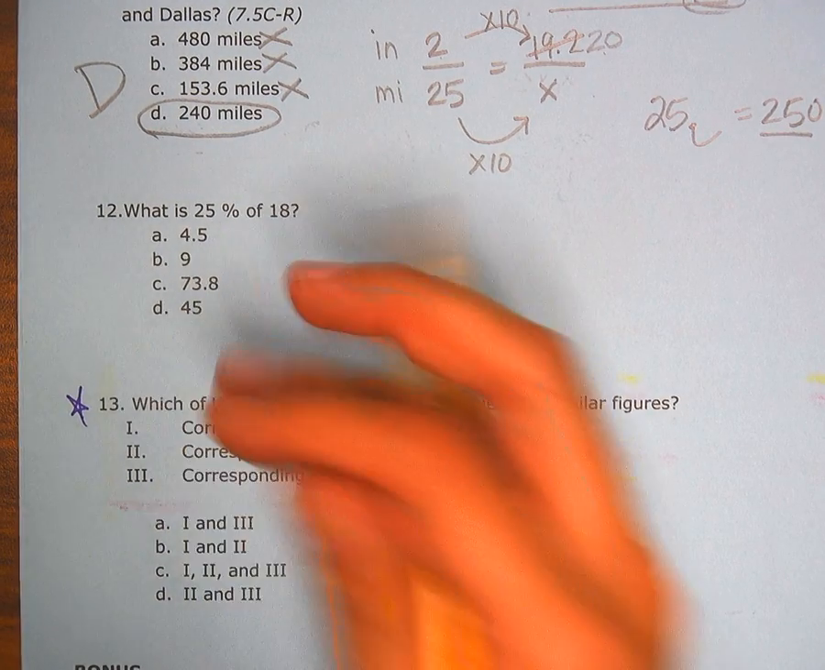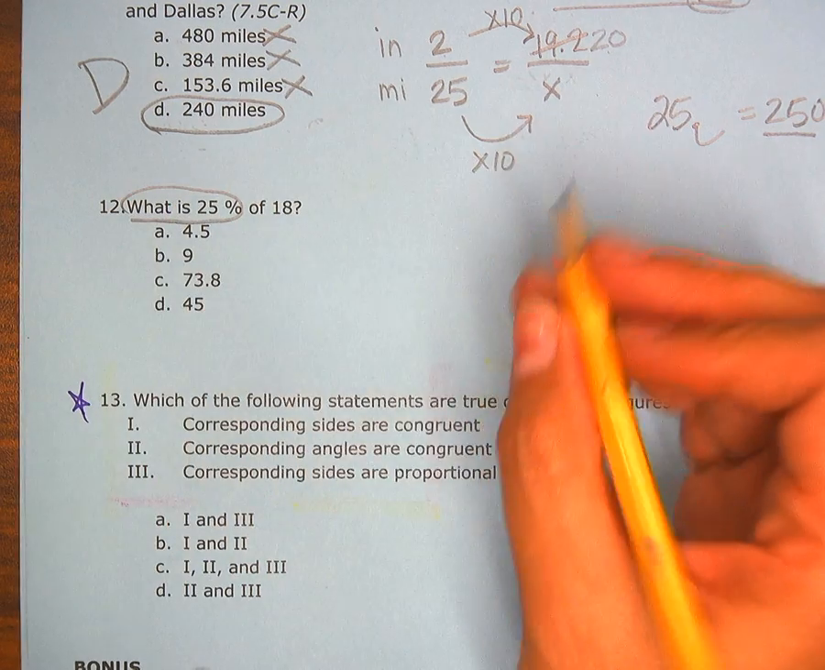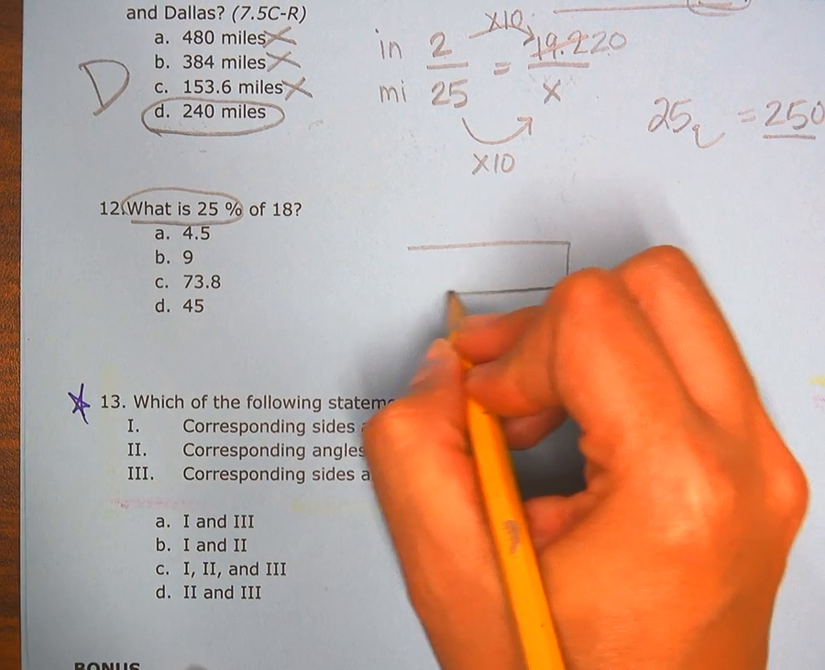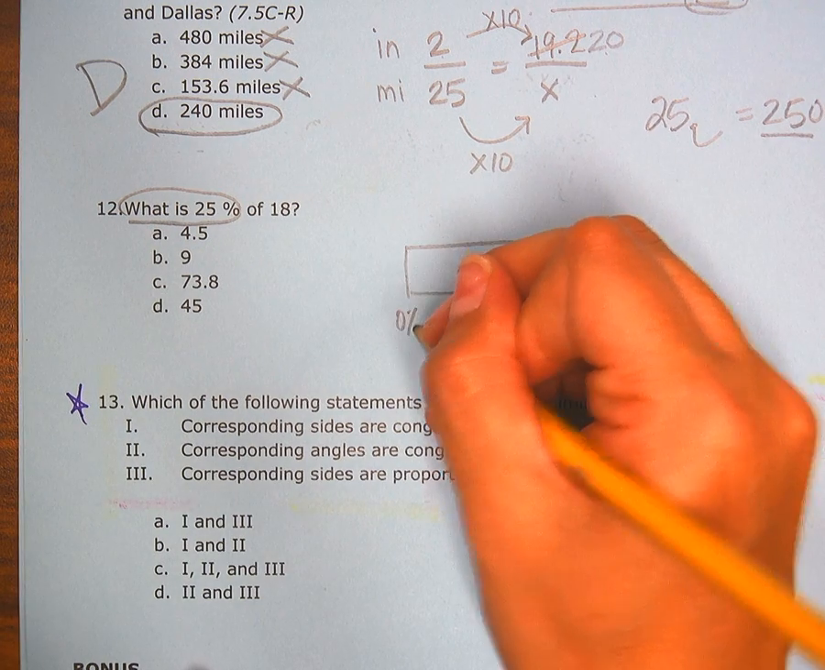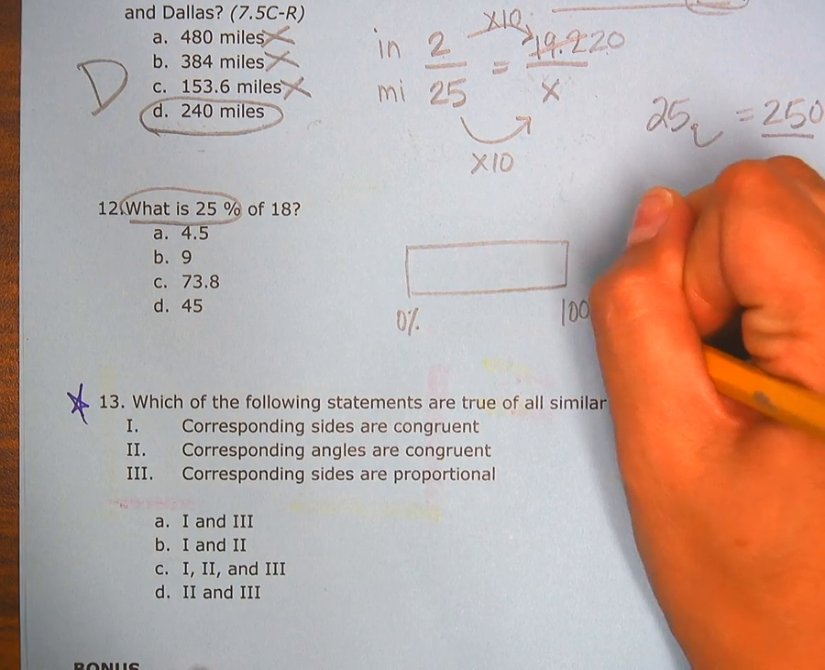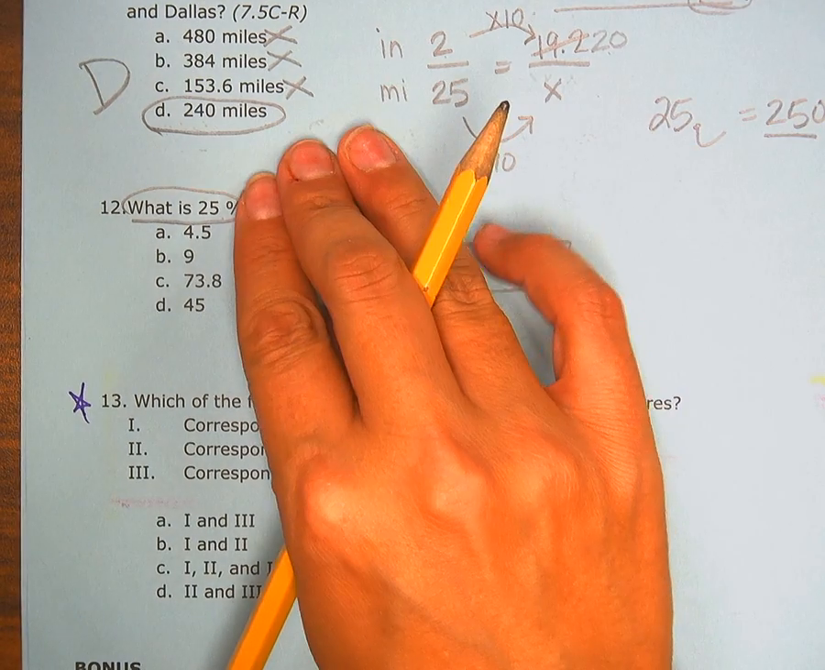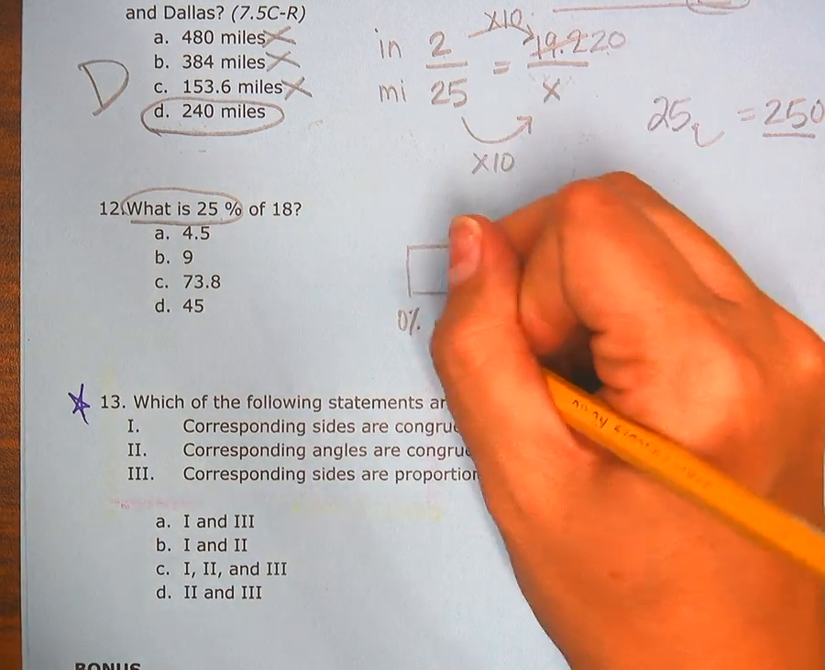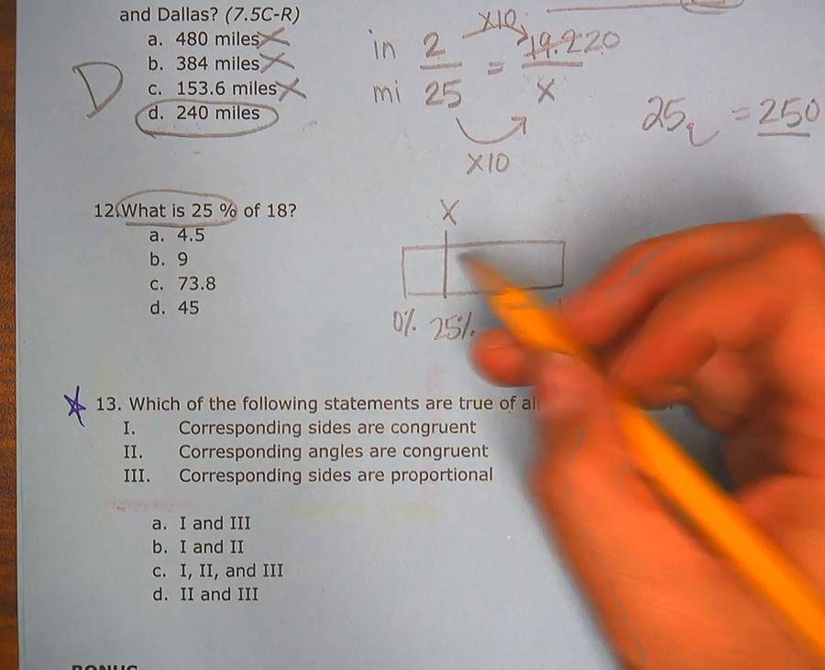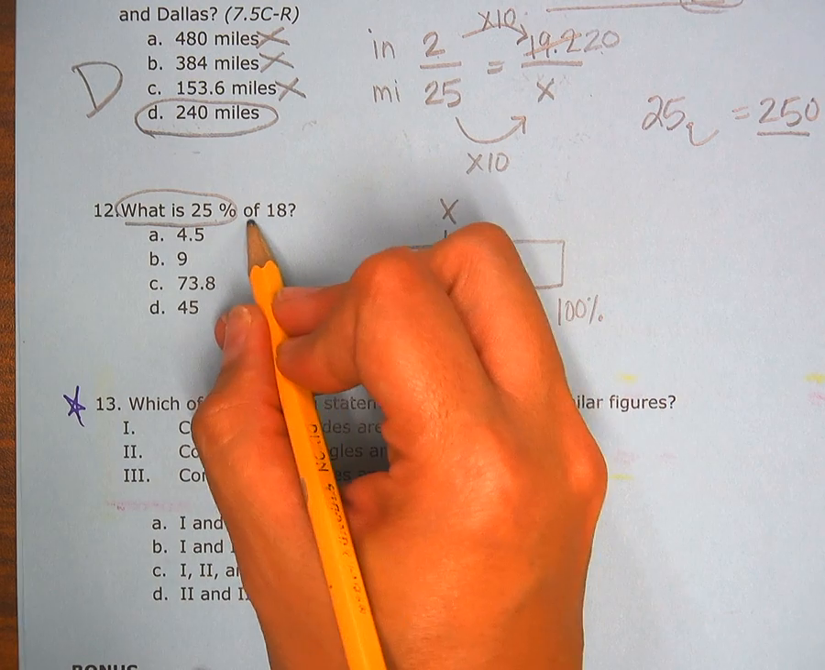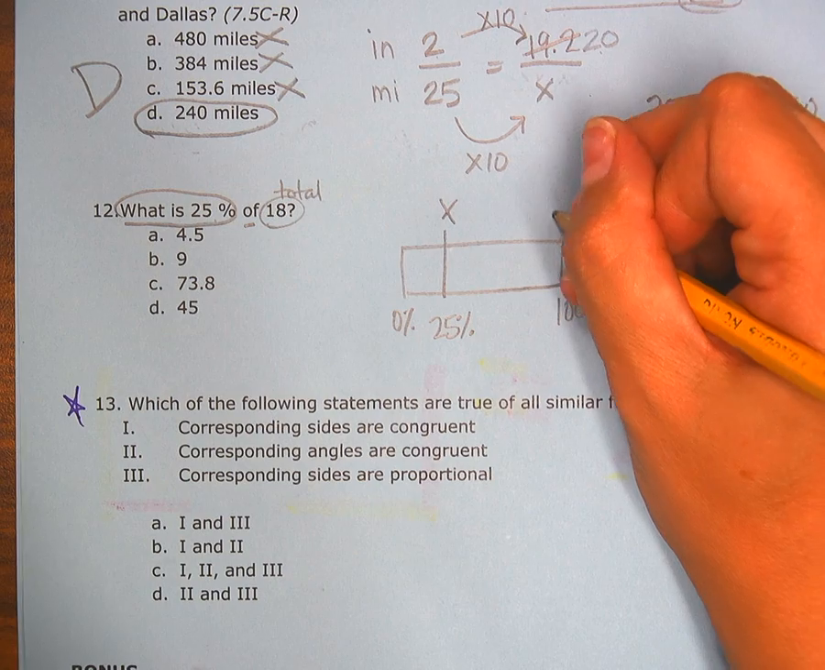Number 12, what is 25% of 18? Okay, that is easy. What is 25%? So some of you that are having difficulties figuring out what I do in a percent bar, start with your basics. Now what is 25%? I don't know. What is 25%? Well, I know it's here, but I don't know what it is. That's why I have an X over here. And also that word of helps me to know that this is my total or the 100%.